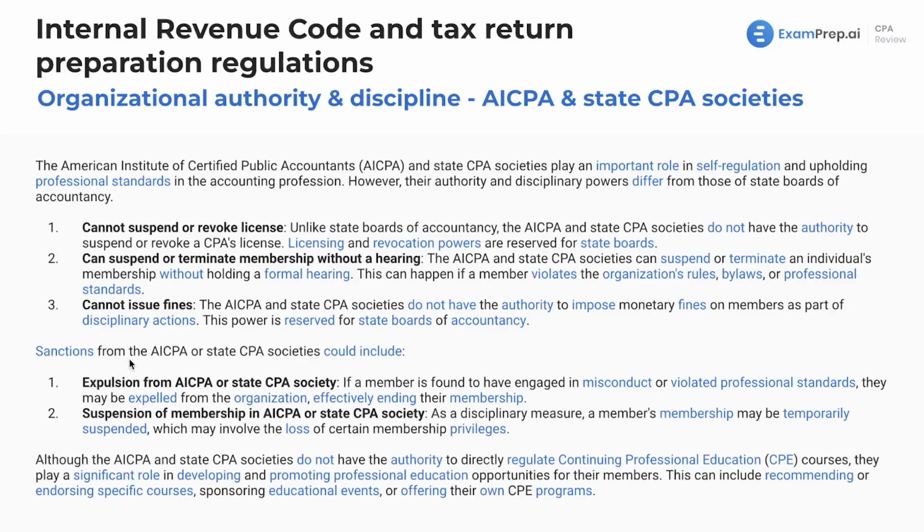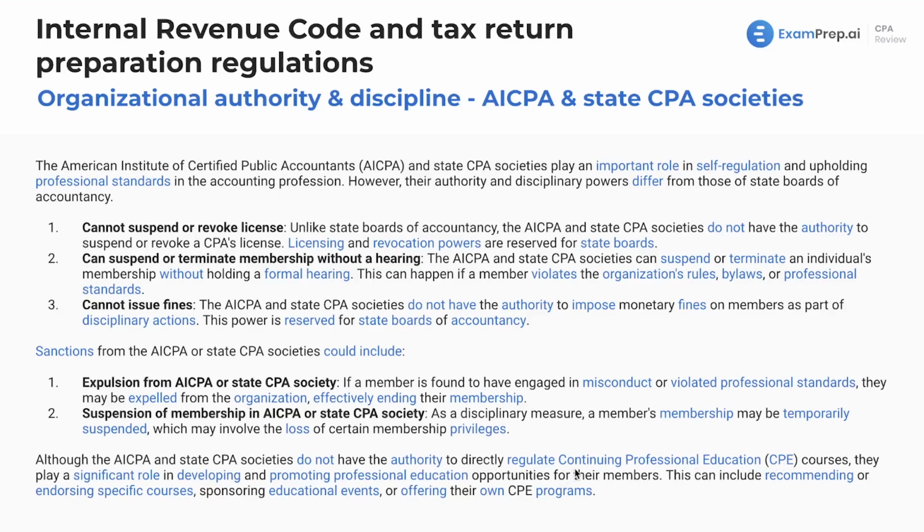Now, sanctions from the AICPA or state societies could include being expelled, which we kind of talked about, if you've conducted misconduct or violated standards. Yeah, they can kick you out. You want to understand what they can actually do. So overall, can they suspend your membership? They totally can.